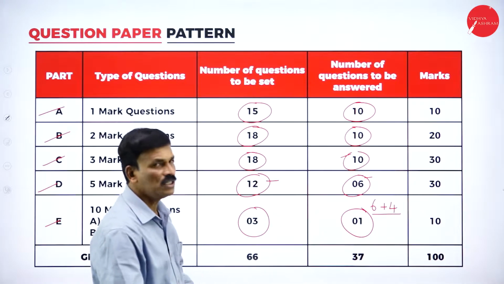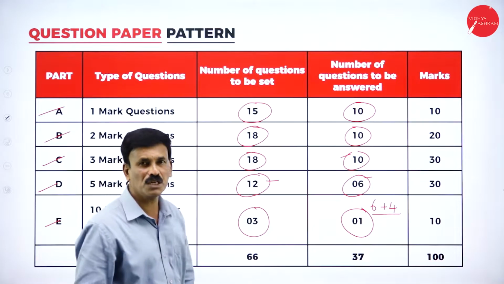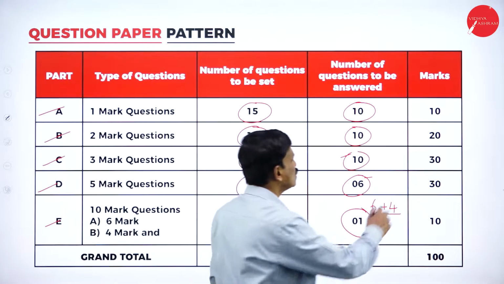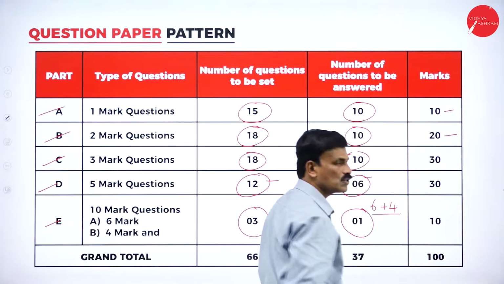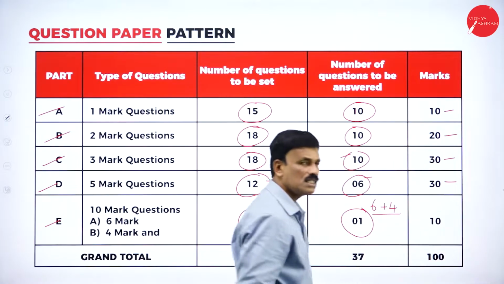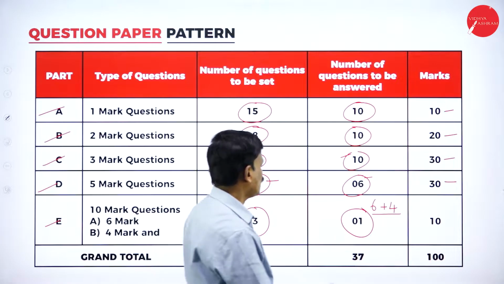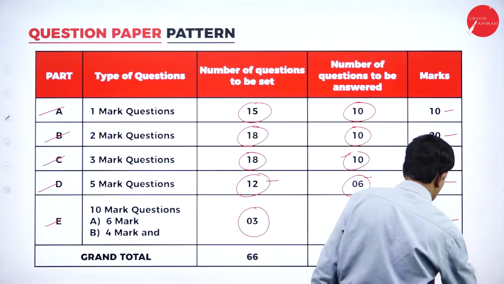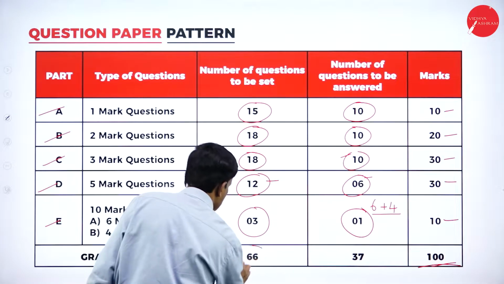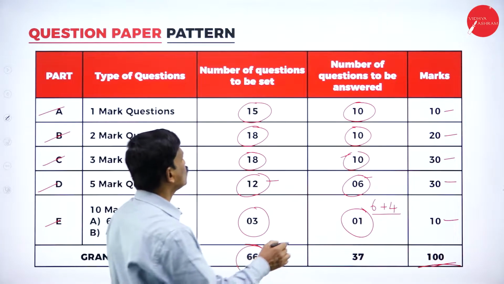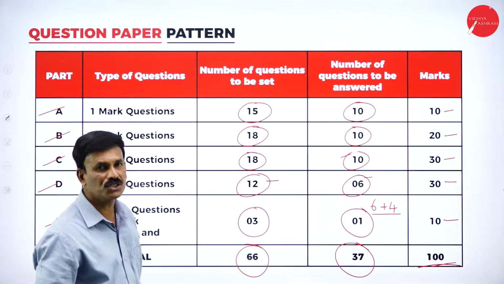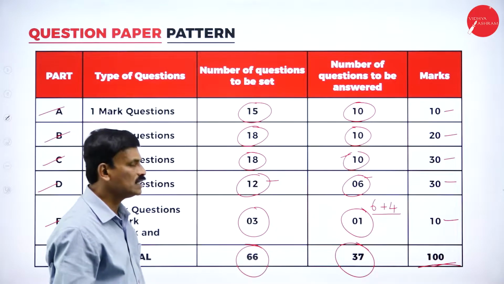So this is the distribution of the marks in part A, part B, part C, part D and E. For part A you will get 10 marks, for part B it is 20 marks, for part C 30, for part D, that is the 5 mark questions, it is 30, and part E is 10, totally 100 marks. The number of questions are 66. In that you are going to answer 37 questions.